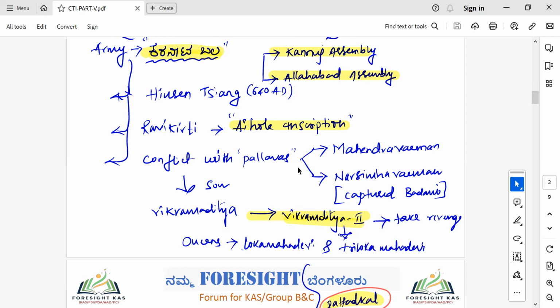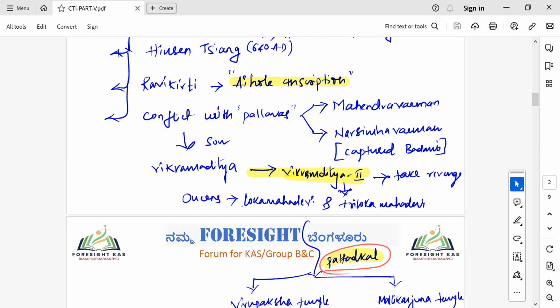So this person is also very important. There were so many battles fought, but this battle was very unique, when Pulkeshi II attacked the capital of the Pallavas in present day Tamil Nadu, Kanchipuram. Mahendravarman was in direct conflict with Pulkeshi II, and Mahendravarman was defeated. At the time, Pulkeshi II became very famous.